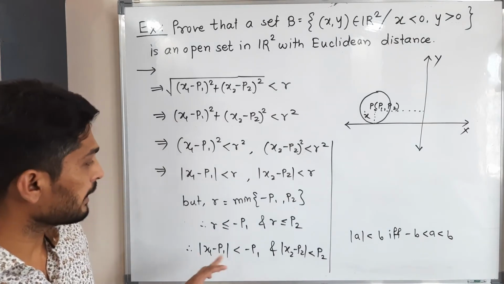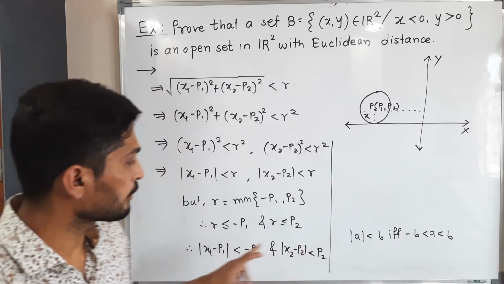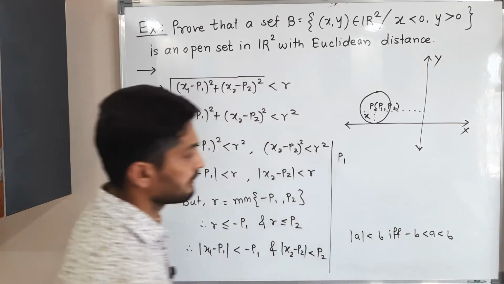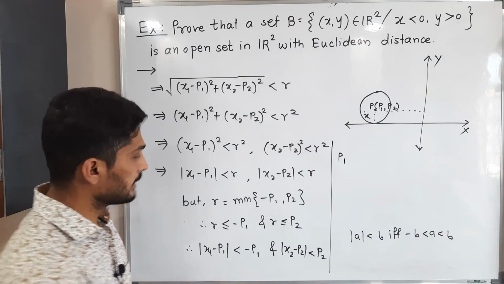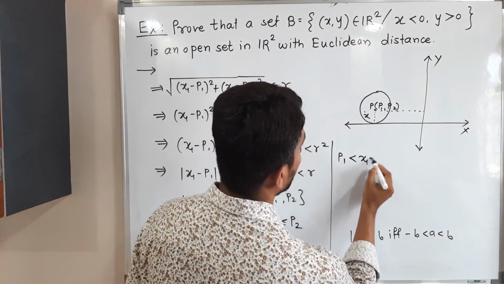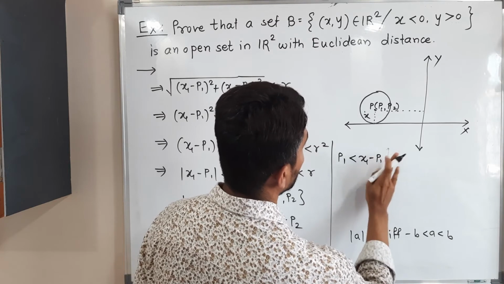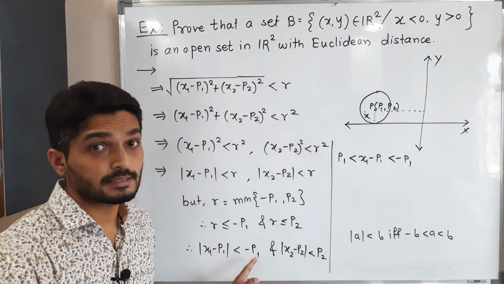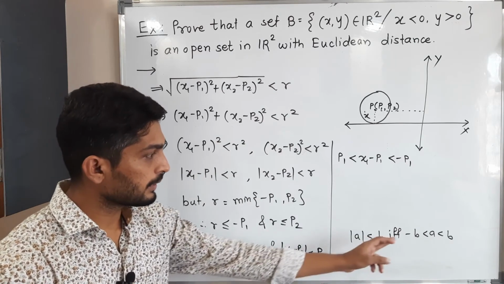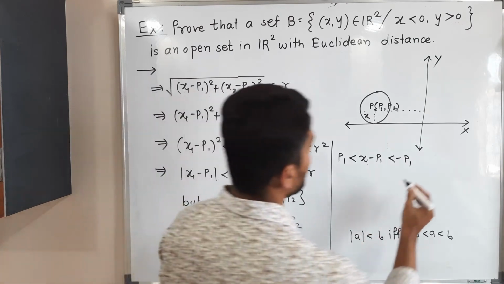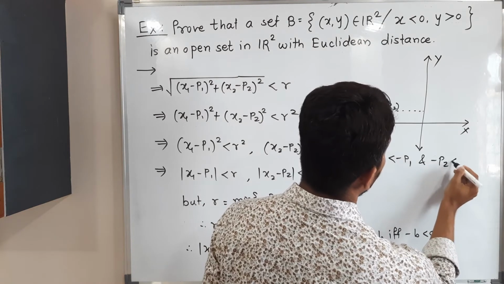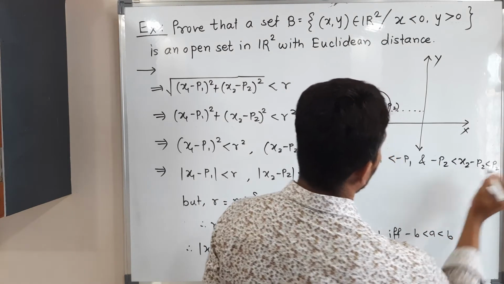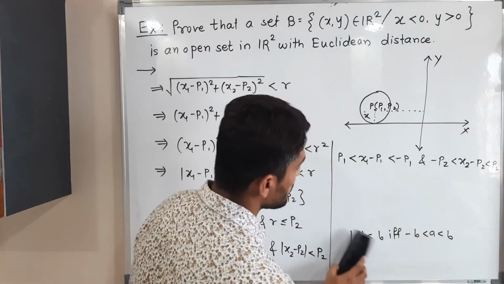So what will happen? If I apply it to the first one, we have minus of minus p1, so plus p1, less than x1 minus p1 less than minus p1, since originally there is a minus sign. If I apply this result to the second bracket, we have minus p2 less than x2 minus p2 less than p2. Okay, so we used this result, it is not required now.